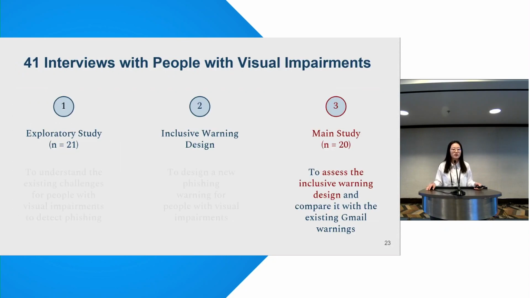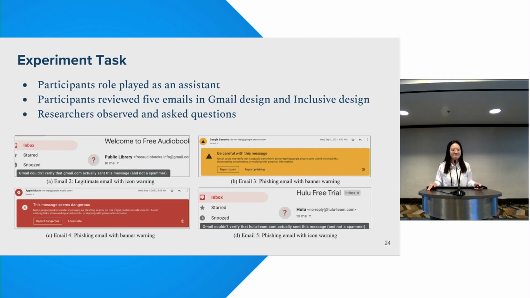And finally, we recruited a new group of 20 participants for the main study. These participants did not participate in the exploratory study, so they can evaluate the inclusive email warning design without being primed about phishing emails. So in our experiment, participants played the role of an assistant helping their manager review emails. They went over 5 emails with different types of warnings in Gmail design and inclusive design.